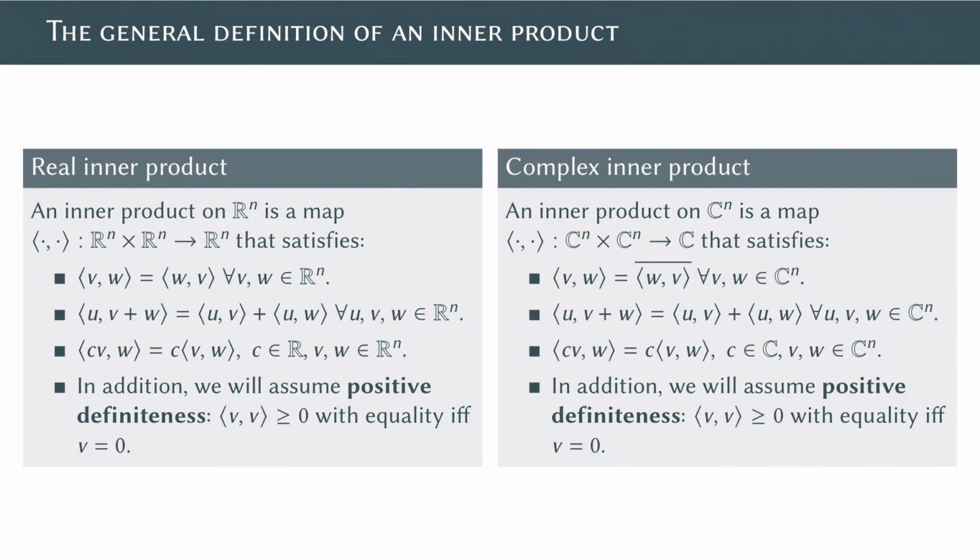Similarly, we have a complex inner product. It's a map from Cn cross Cn to C that satisfies the following properties. The inner product of v comma w should be equal to the inner product of w comma v conjugate.